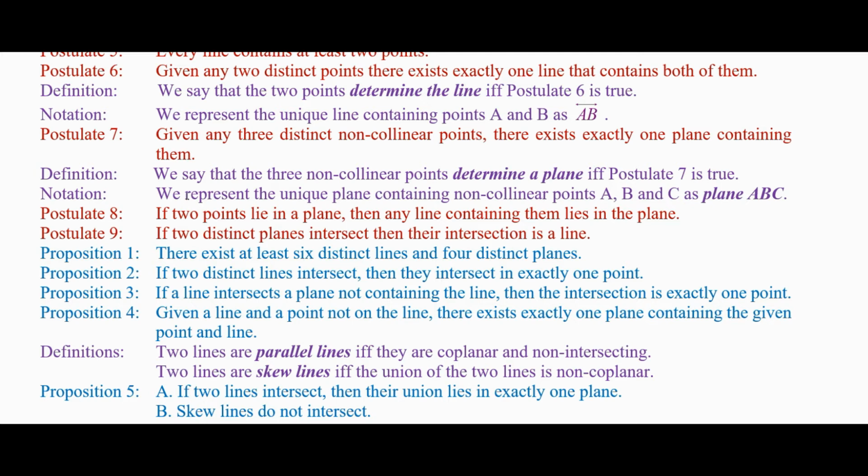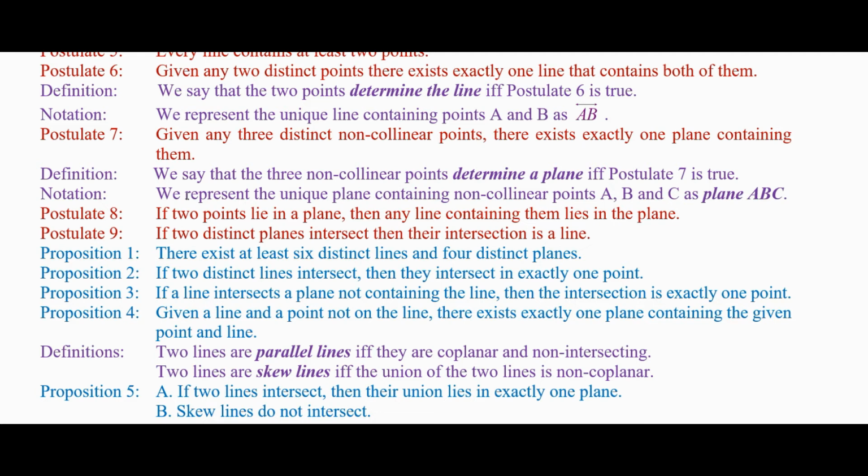Proposition 2: if 2 distinct lines intersect, then they intersect in exactly one point. That actually depends only on postulate 6. Actually, a weakened version of postulate 6 implies proposition 2. Proposition 3: if a line intersects a plane not containing the line, then the intersection is exactly one point. Proposition 4: given a line and a point not on the line, there exists exactly one plane containing the given point and the line. A couple more definitions.